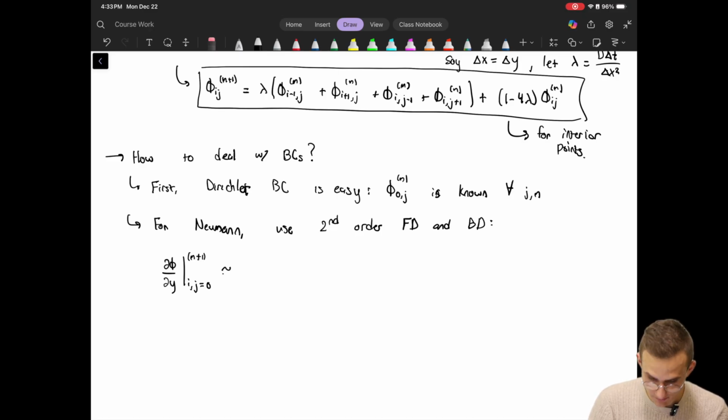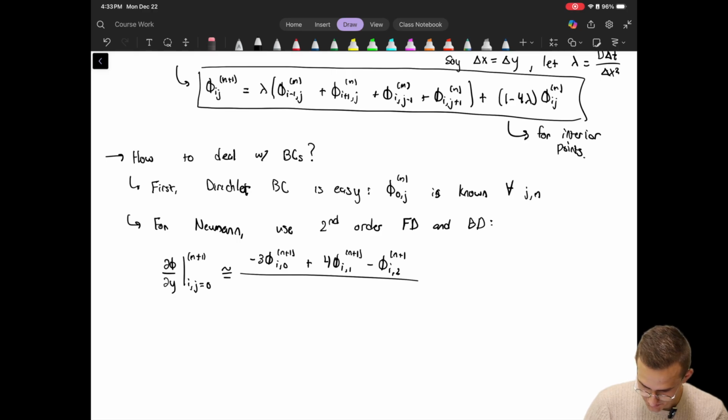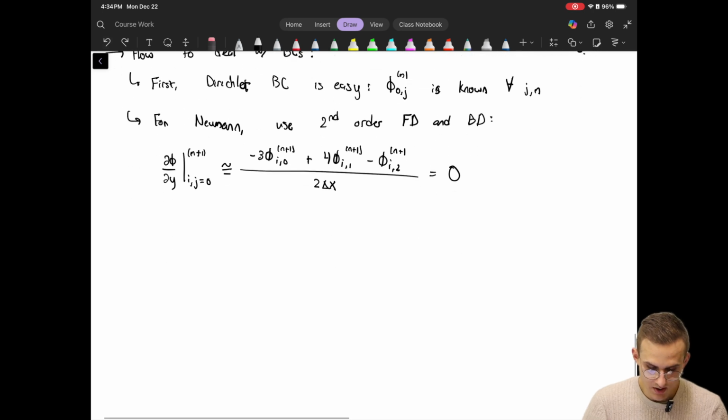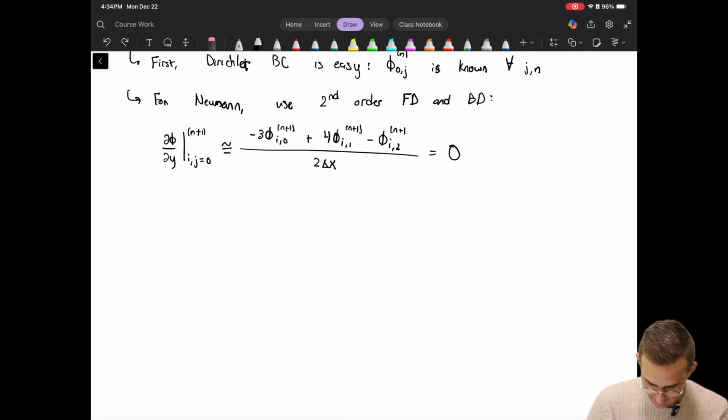And so we're going to approximate that with a second order forward differencing formula, which in this case is going to be -3 times phi_{i,0} at n+1 plus 4 phi_{i,1} at n+1 minus phi_{i,2} at n+1, all divided by 2 delta x. Okay, that's going to be equal to 0. So this forms one of our constraint equations given our boundary condition. Okay, and then we'll just go ahead and write this out for the other boundary conditions.